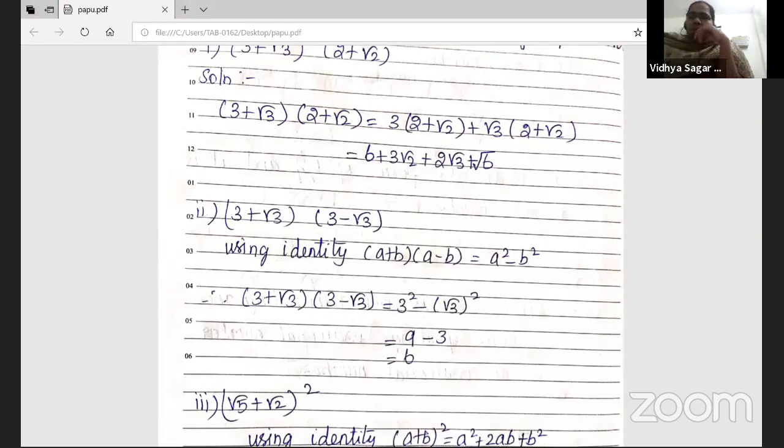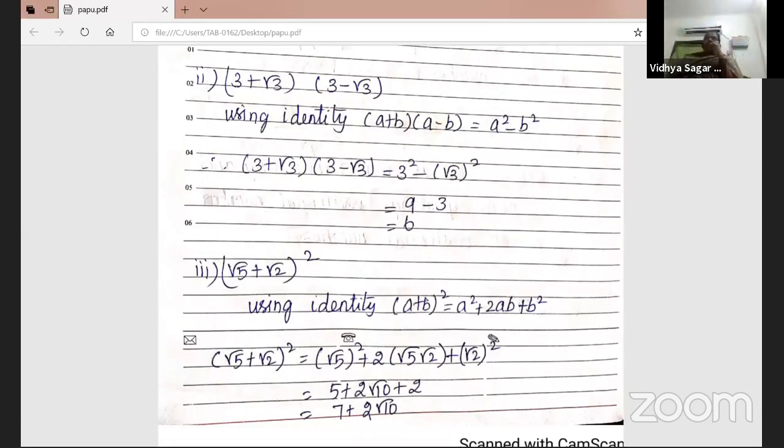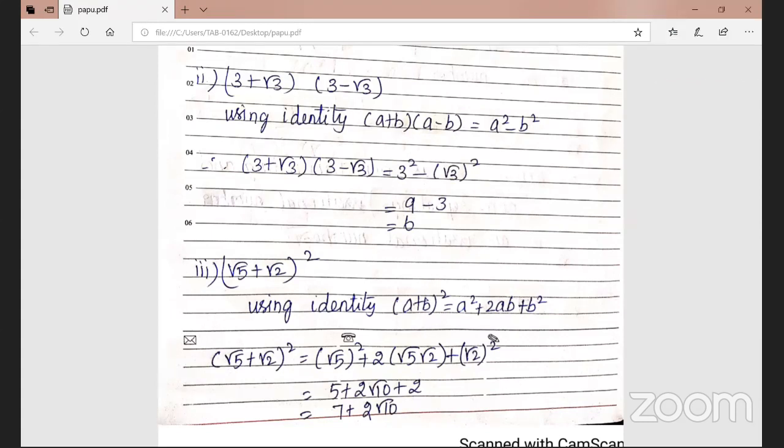Okay. Now next, root 5 plus root 2 the whole square. Here also we have to apply your identity formula. Okay, now see the form, root 5 plus root 2 the whole square. It is in the form of a plus b the whole square. What is your a plus b the whole square formula?